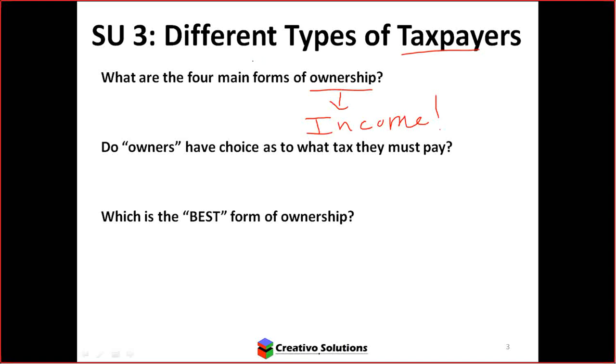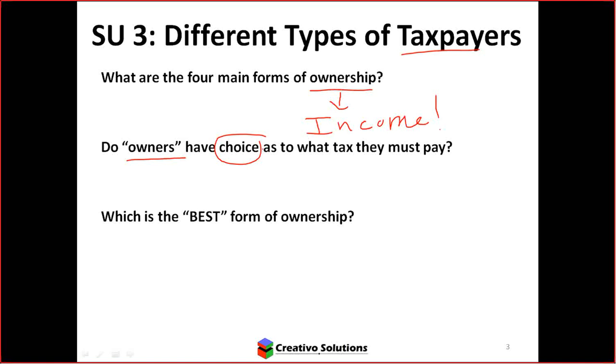Next thing, do owners have choice? Do they? I'm inclined to say no, because depending on the type of business ownership, or rather the business that you run, depending on what you've registered, those are the tax implications that will fall on your business. 100%. So you don't have a choice, really. Brilliant. That's perfect. So choice is correct in terms of having started the business.